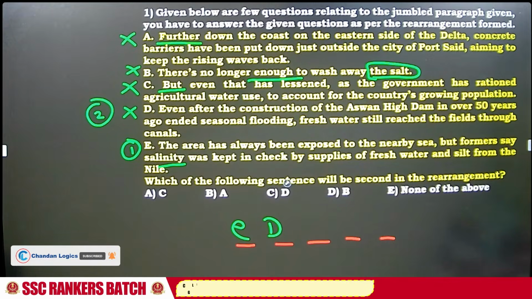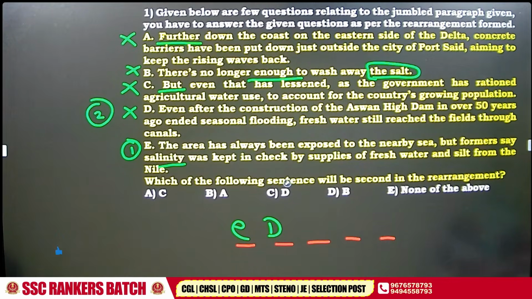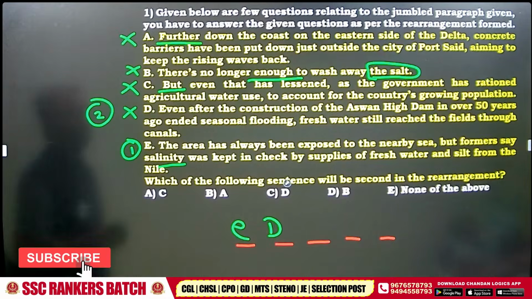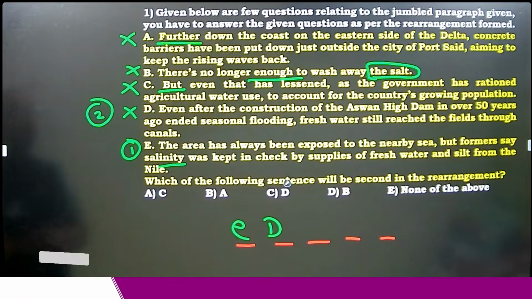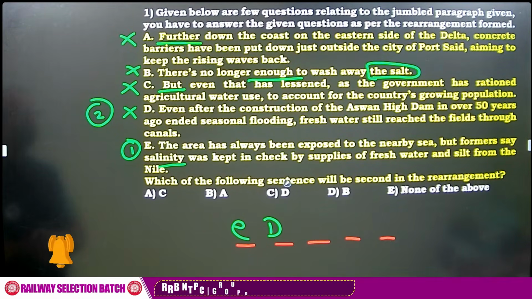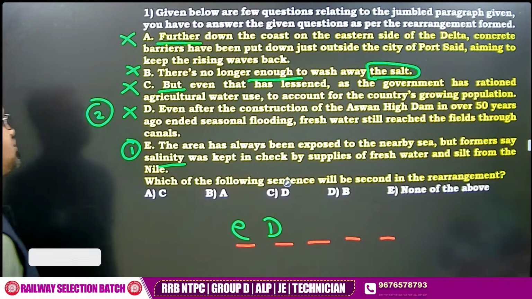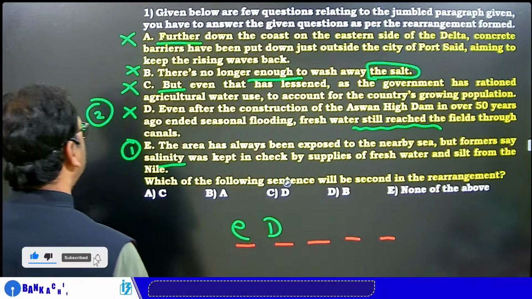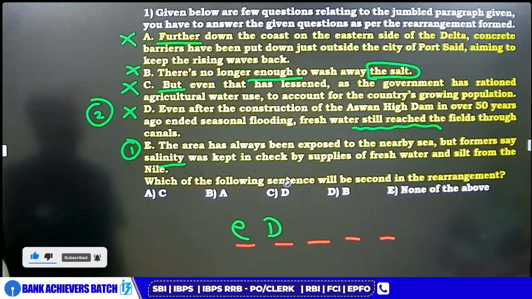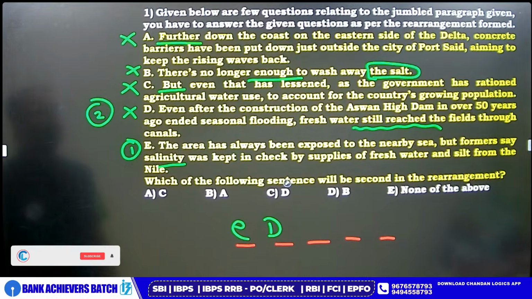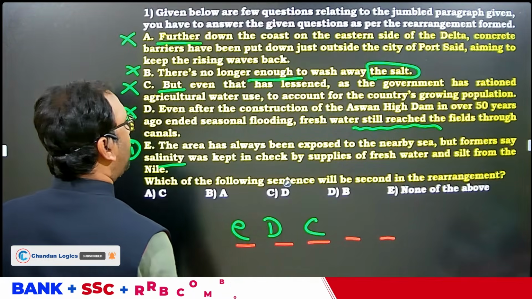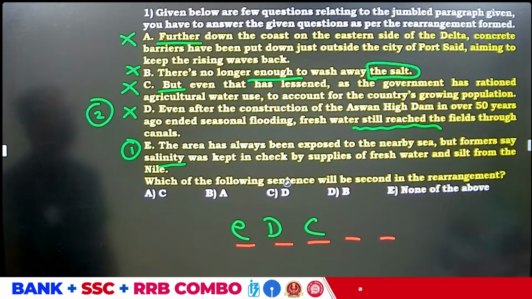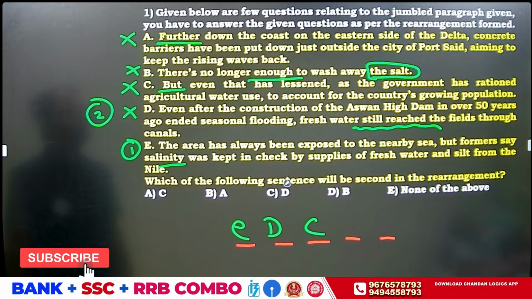Yes, my dear friends. Can you tell me what sentence comes next? Yeah? Fresh water still reached the fields through canals. But even that has lessened. See the C statement: as the government has rationed agriculture water use to account for the country's growing population.